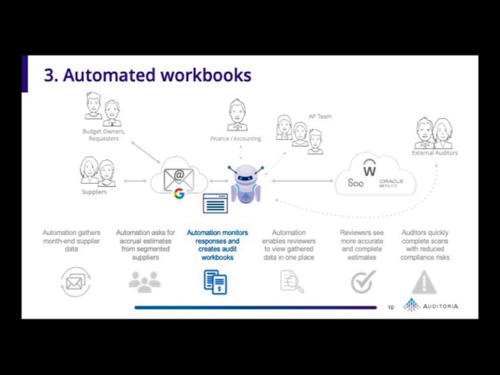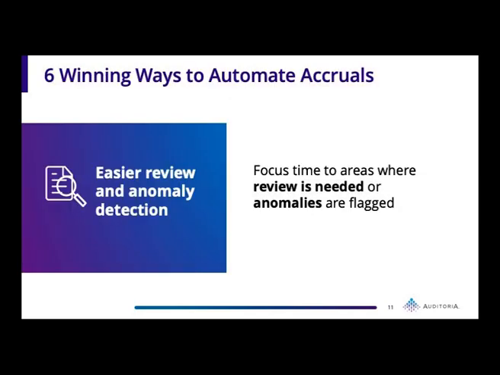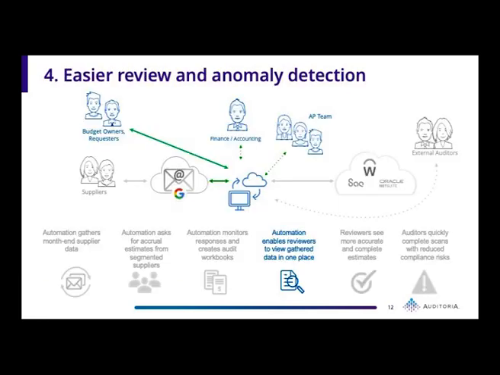All right, so the fourth way to win through automating accruals is through easier review and anomaly detection. I was actually already touching on this, but thinking through, breaking your suppliers into the ones that have more judgment and the ones that you can very easily estimate based on your knowledge of their spend over the year. So the reviewer doesn't need to spend very much time on suppliers that you know exactly what the accrual is going to be. So the first focus area would be an accrual where there is some judgment.